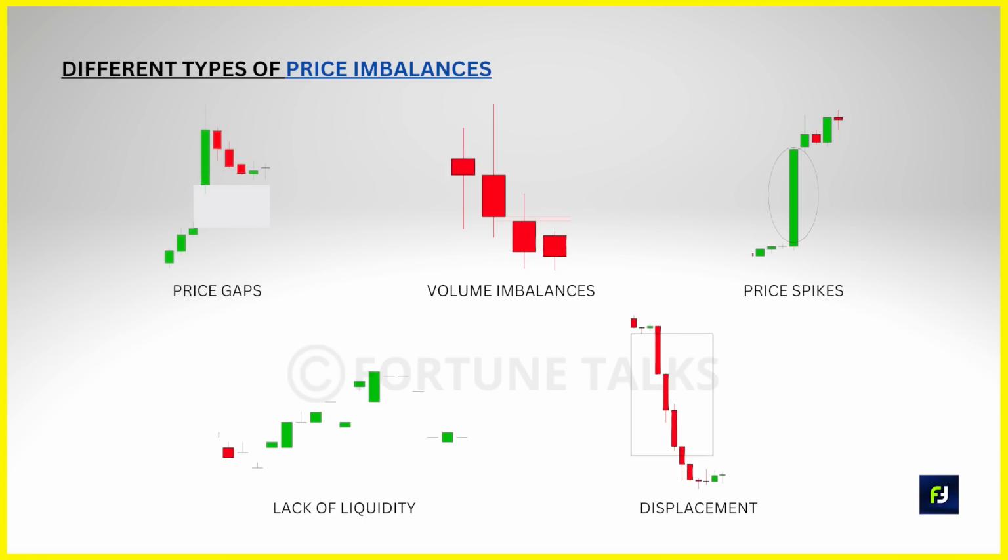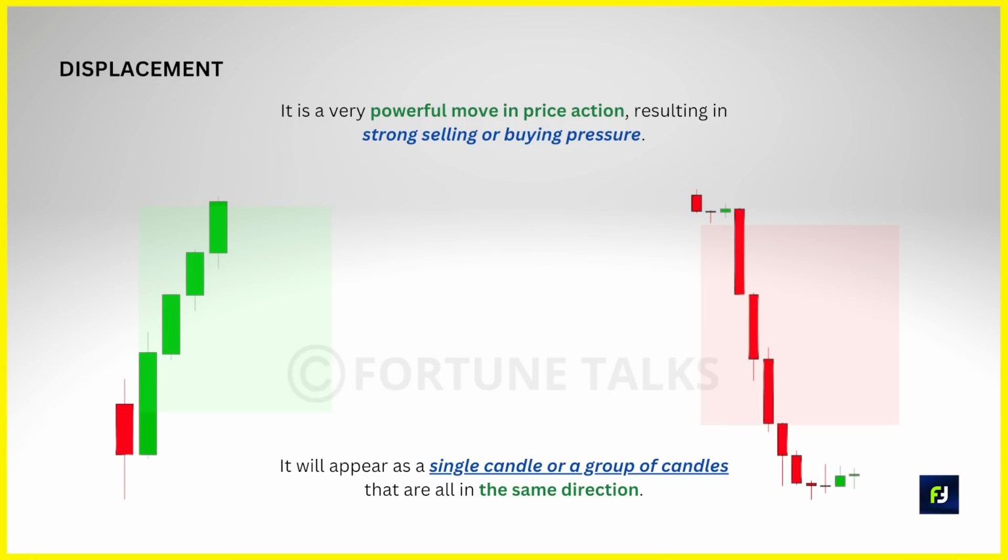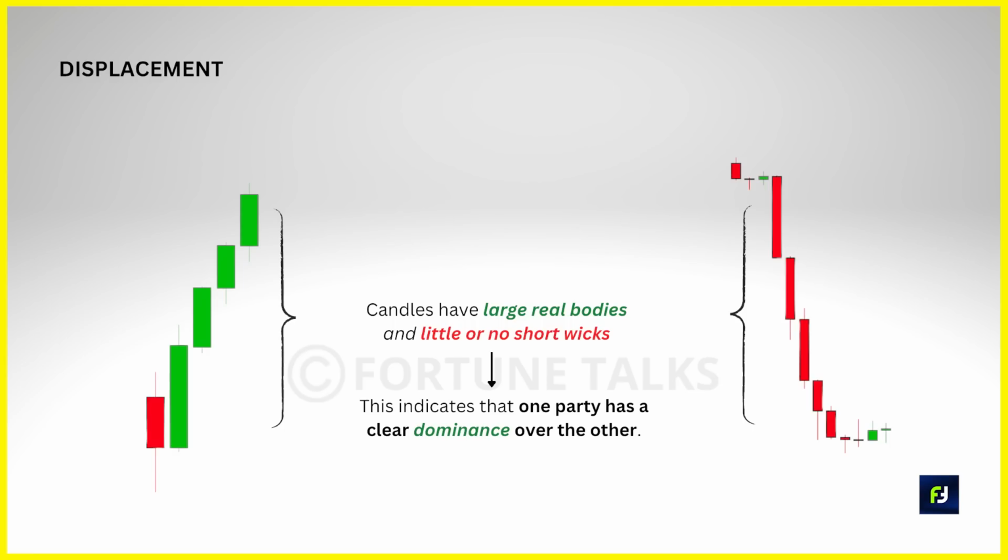Now, all these are in some form or the other a type of imbalance in the market. But when it comes to smart money concepts, we are only concerned about the imbalances caused by displacements. So, displacement, in short, is a very powerful move in price action, resulting in strong selling or buying pressure. Generally speaking, displacement will appear as a single candlestick or a group of candles that are all positioned in the same direction. Now, these candles typically have large real bodies with very short wicks, which suggests that there is very little disagreement between buyers and sellers. Or in other words, only one party has a clear dominance over the other.